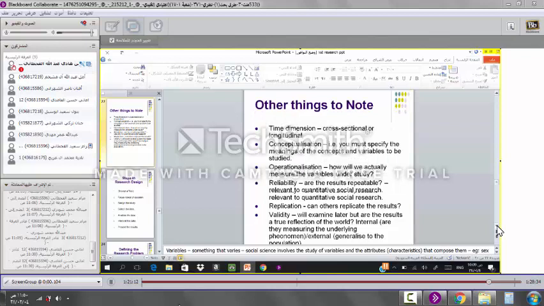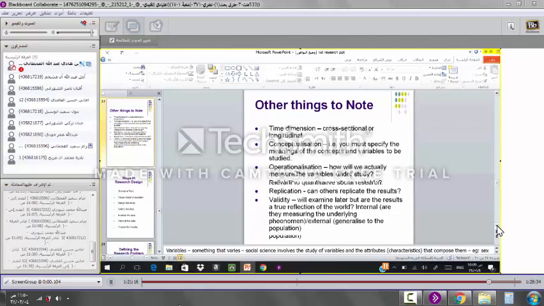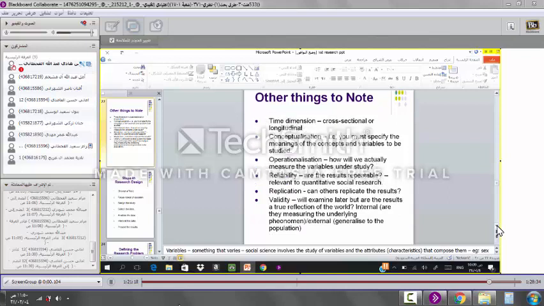Reliability, we talked about that. Is it repeatable, as you mentioned? Replication: can others replicate the results? And this is very important. Is your study replicable or not? And we talked about validity, that we'll examine later, but are the results a true reflection of the world? I mean, the question that you ask, are they related to your answers? Okay.